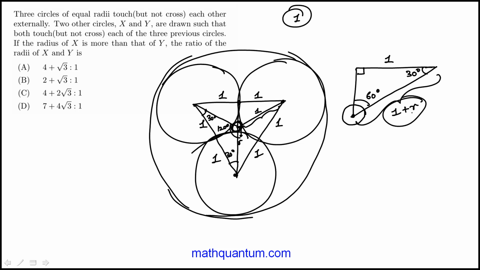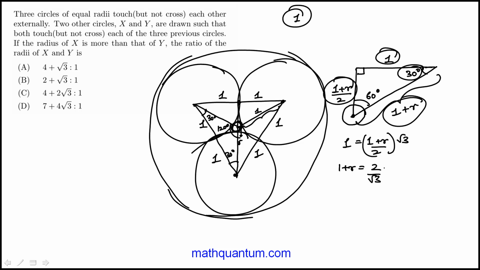And this is 1 plus R, which means this will be half of the hypotenuse, because that's opposite that. And then 1 would be this times root 3. So we can get to that small circle. So this means 1 plus R is 2 over root 3, and R is 2 over root 3 minus 1.